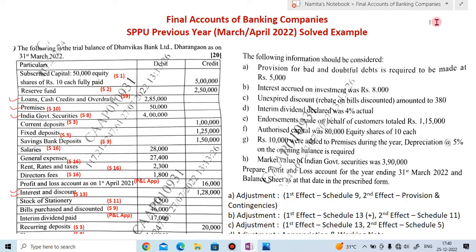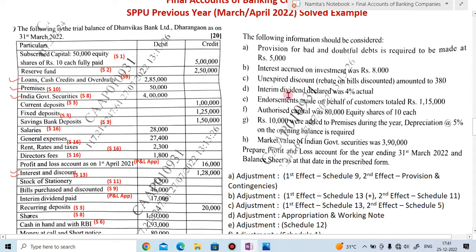I am Namita Mane. In today's video, we are going to solve the example of final account of banking company. This example was asked in the SPPU March-April 2022 examination. So we are going to solve this SPPU example of final account of banking company. So this is the example on the screen.